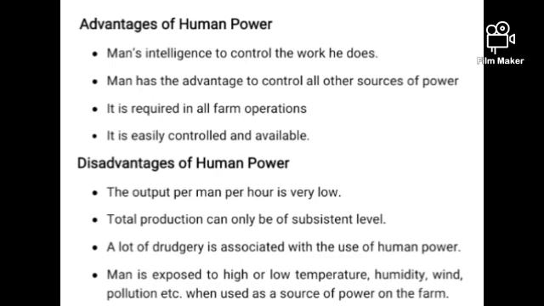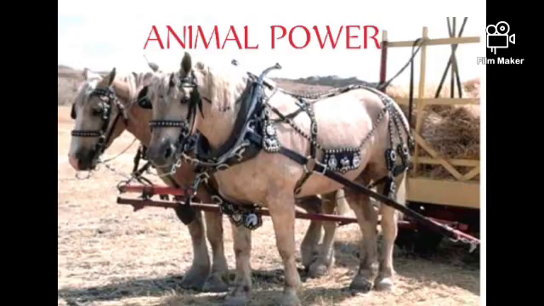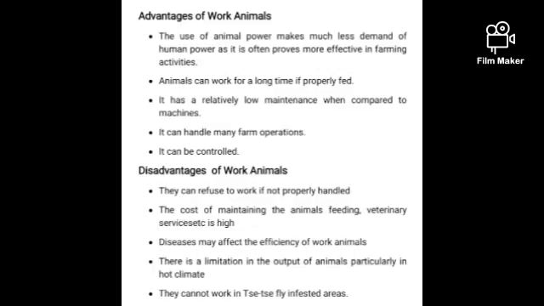Advantages of woman power: man has intelligence to control the work he does. Man has the advantage to control all other sources of power. It is required in all farm operations, and it is easily controlled and available. Disadvantages of woman power: the output per man per hour is very low. It can be expensive. Human beings can easily die.